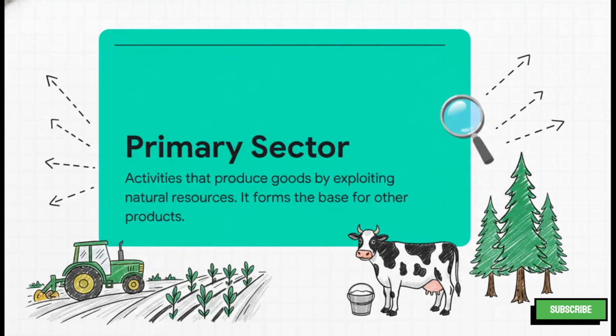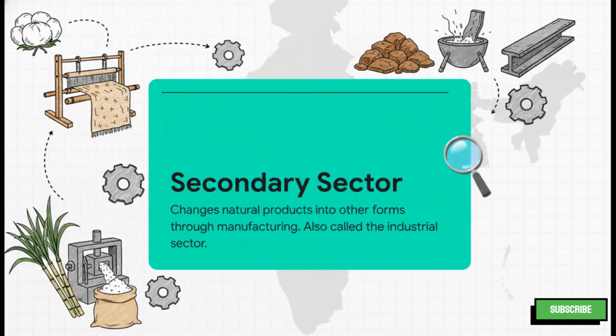Let's take a look. First up, we have the primary sector. This is the foundation for, well, everything else. It's where we get our hands dirty, so to speak, by directly using what nature gives us. We're talking about farming, mining, fishing, forestry. You get the idea. It's the raw starting point for every product, which is why it's often called the agriculture and related sector.